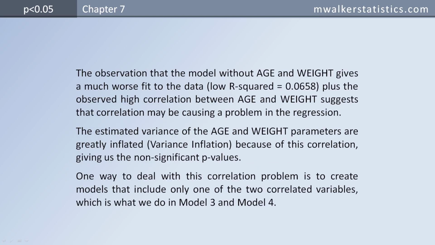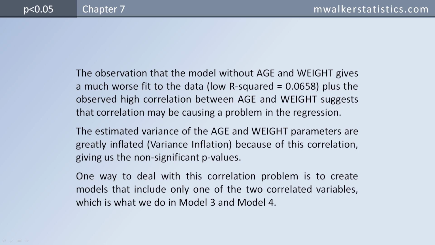The observation that the model without age and weight gives a much worse fit to the data, low R squared equals 0.0658, plus the observed high correlation between age and weight, suggests that correlation may be causing a problem in the regression. The estimated variance of the age and weight parameters are greatly inflated, variance inflation, because of this correlation, giving us the non-significant p-values.